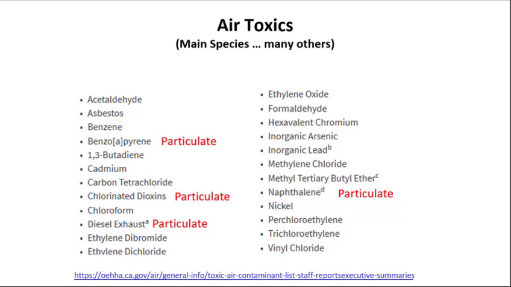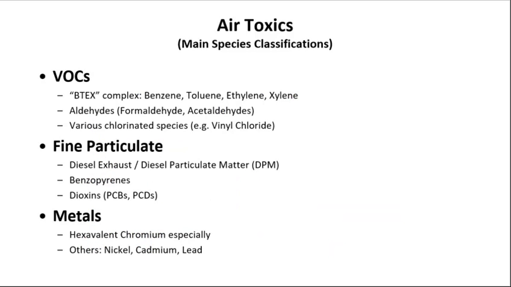There are also several air toxics that are complex carbon particulate species. For example, benzopyrenes, dioxins, and diesel particulate. These tend to be emitted from combustion of heavy hydrocarbon fuels. We had previously mentioned diesel particulate as especially harmful in our lecture on particulate air pollution in course module 3. A summary of these main classes of air toxics is provided here.